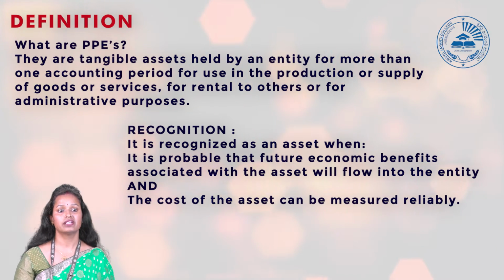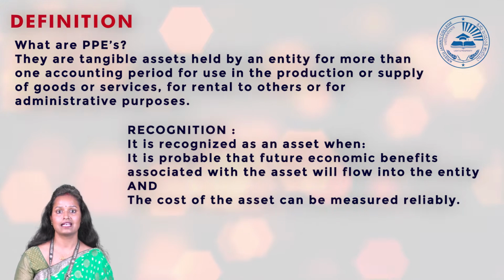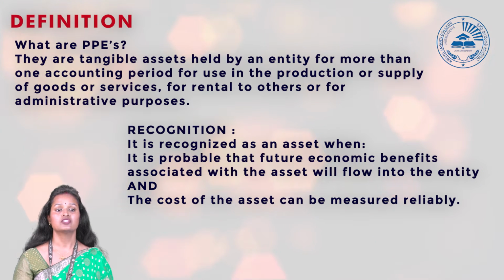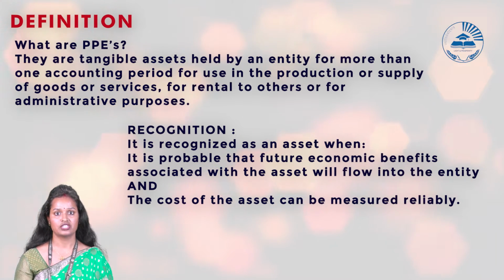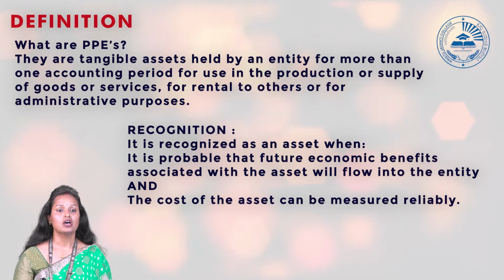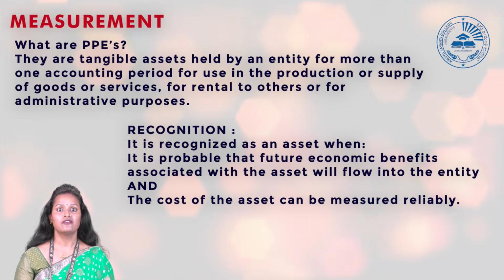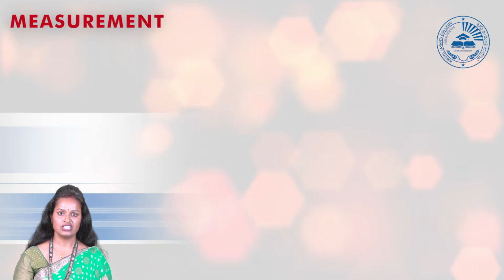Now, next and very important: once we have recognized it as property, plant and equipment, next is how we are going to record it in our balance sheet, and what the value of the same will be. The measurement of the same will be categorized into two ways. First will be the initial cost.